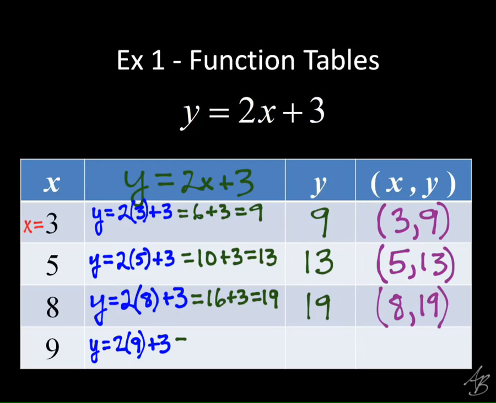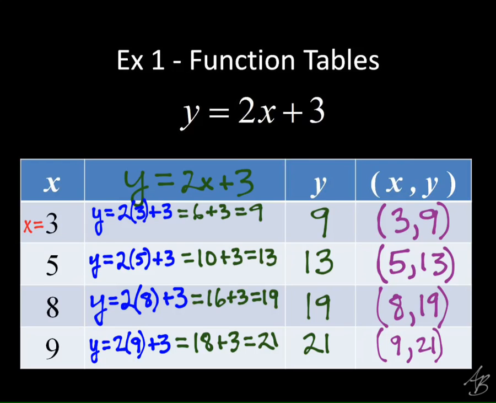And that's going to equal what? What's 2 times 9? 18. So it's going to be 18 plus 3, which is 21. So that means that y equals 21. And my ordered pair is going to be what? (9, 21). So you guys will notice here, for every x value we put in, we get a different y value, which means we get a different point. And all of these points over here are going to be on the graph for this function.